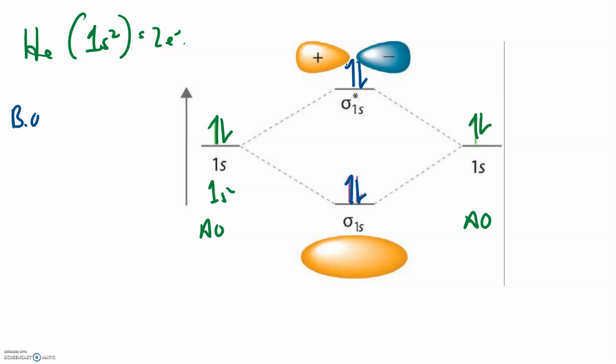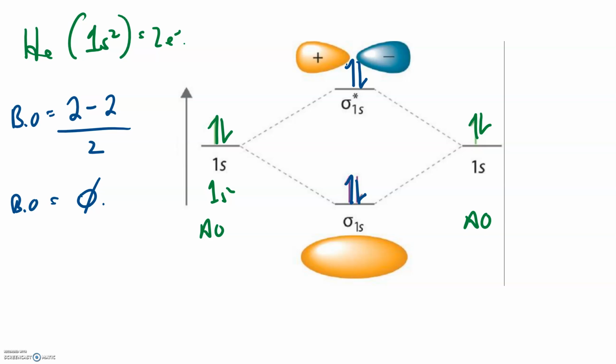We are going to say that the bond order is equal to the number of bonding electrons, which in this case is 2, minus the number of anti-bonding electrons, which in this case is 2. We're going to divide that by 2. So the bond order is what? 0. So that's all we do for this one. Now, it gets a bit more complicated because we're going to get into some larger orbitals, but that's the basics.